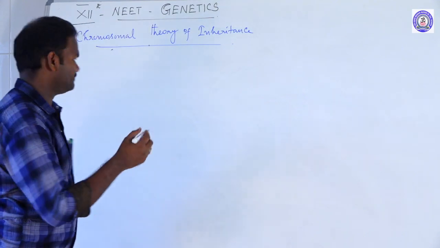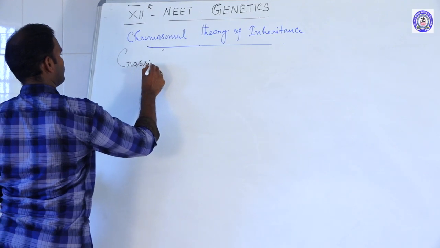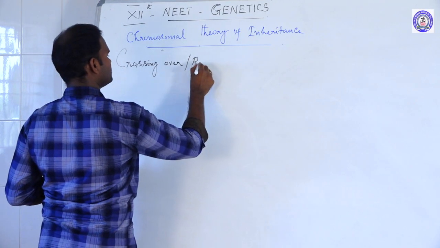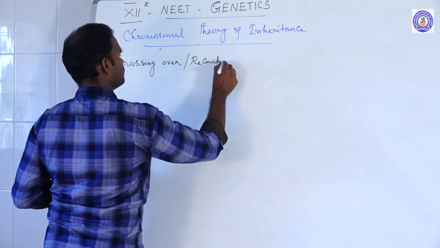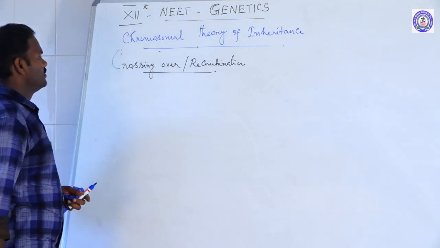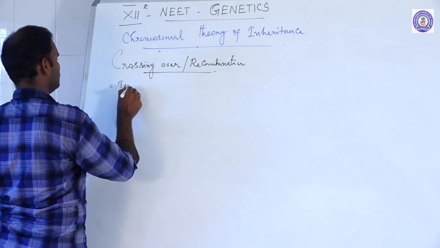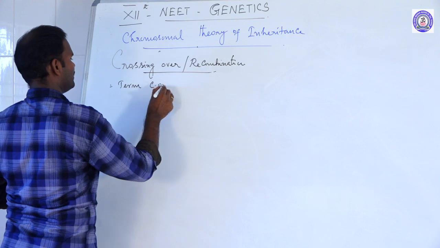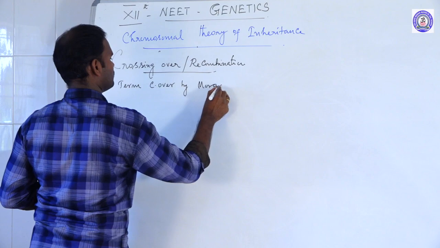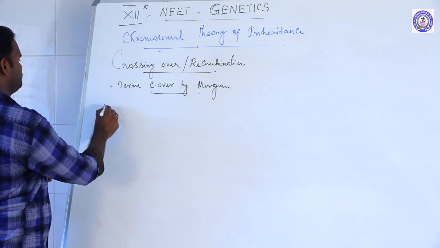Next, crossing over. It is also called recombination. The term crossing over was first used by Morgan. Then what is called crossing over?